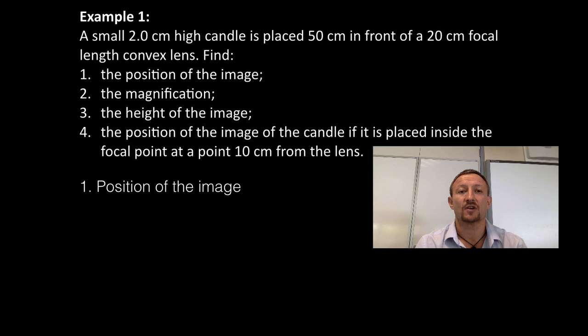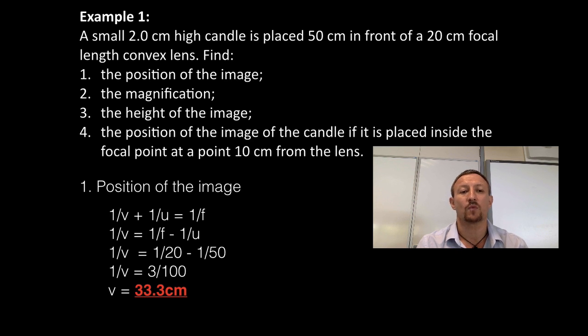The position of the image when placed 50 centimeters in front of a 20 centimeter focal length convex lens. Well, I use 1 over v plus 1 over u equals 1 over f. I substitute in my values and rearrange so that I get 1 over v equals 1 over f minus 1 over u. f is 20, u is 50. Substitute in and solve the fraction, and then inverse: 3 over 100 will then be 100 divided by 3, so v is going to be 33.3 centimeters from the lens. Noting that it's positive, so it's a real image.